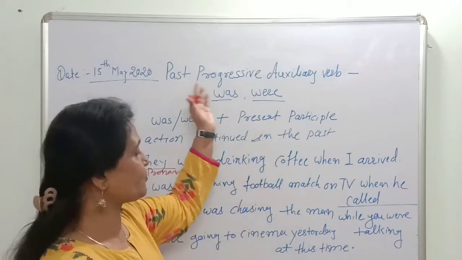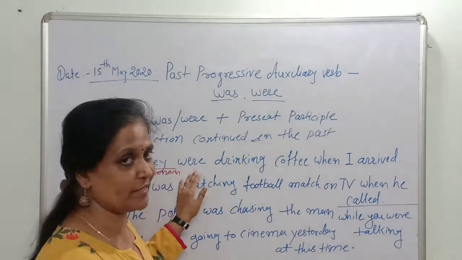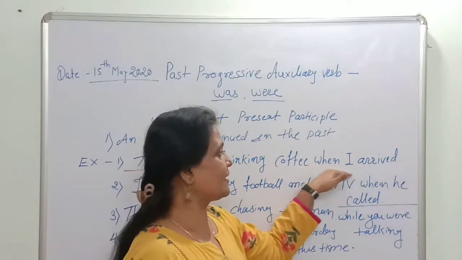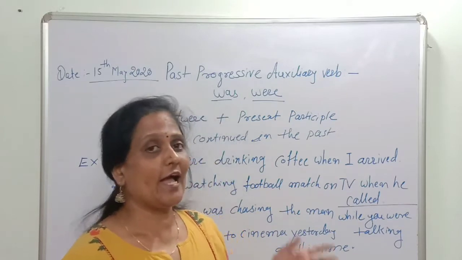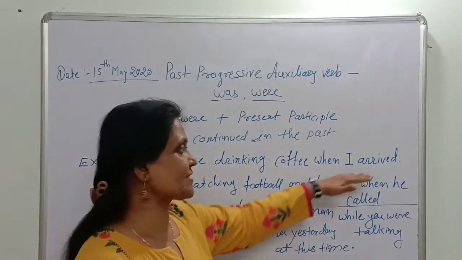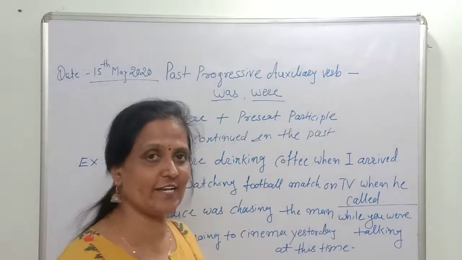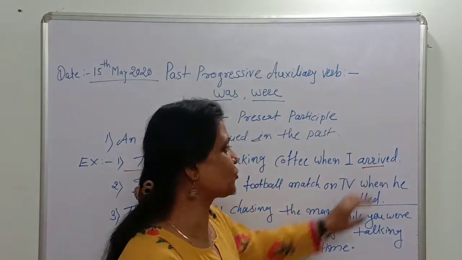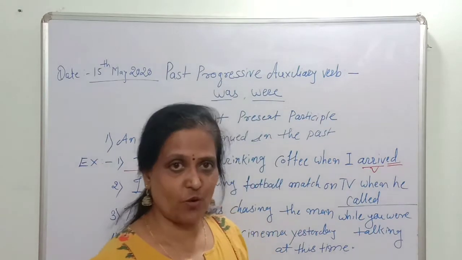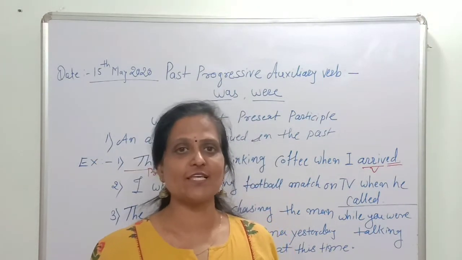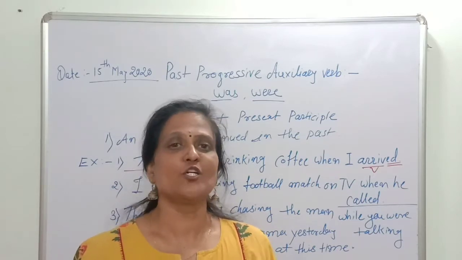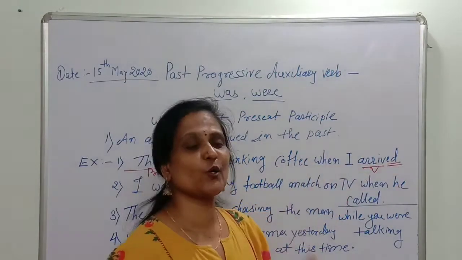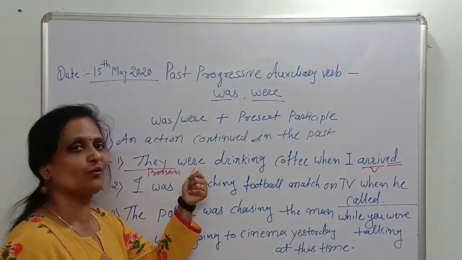Now why do we call it past progressive? Read the sentence. They were: we use were because the action happened in the past, because of when I arrived. This part of the sentence shows that the action happened in the past because arrived is a verb, and we also use ed with this verb. We have learned that when we use ed with the verb, it shows the action happened in the past. Arrived shows that the action happened in the past. So we have to use were here, right?